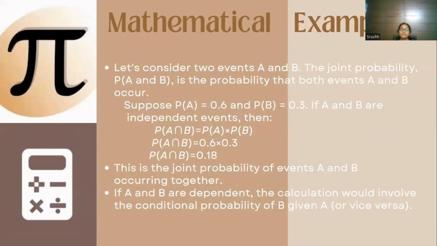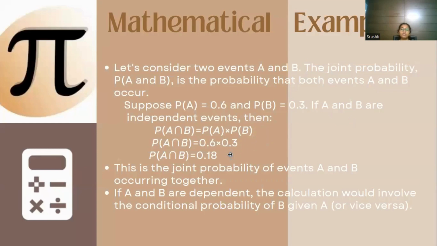Let's consider two events A and B. The joint probability of A and B is the probability that both events A and B occur. Suppose P of A equals 0.6 and P of B equals 0.3. If A and B are independent events, then P of A and B equals P of A into P of B. P of A and B equals 0.6 into 0.3, which will give you 0.8.